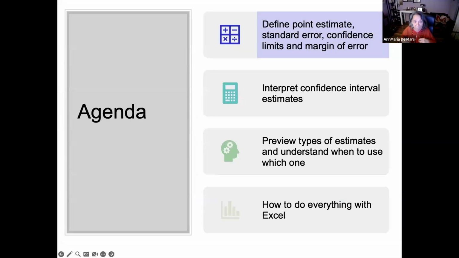Over these videos, we have four things I want to cover, and today we're going to cover one or two of them. The first one we're going to start with is defining point estimates, standard error, confidence limits, and margin of error. So let's talk about that. And then we'll get into interpreting confidence interval estimates. In another video, we'll talk about the types of estimates and when to use which one and how to do everything with Excel.